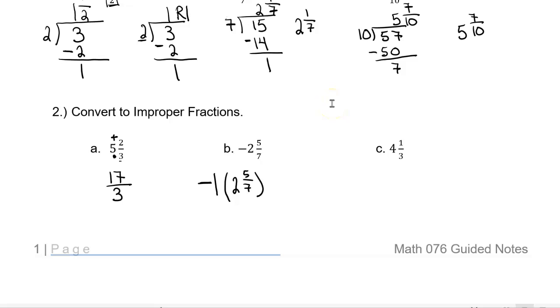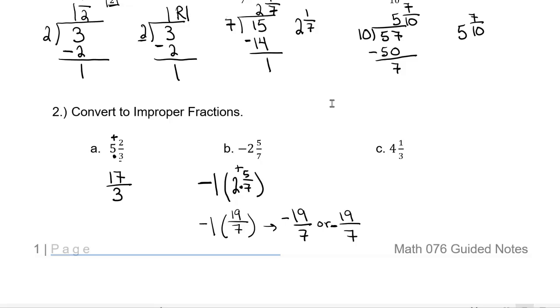Factor out your -1 and then go ahead and convert. Okay, so I have 7 times 2, which is 14, plus 5, which is 19. So I get -1 times 19 over 7. And then my final answer needs to have that -1 put back in. So -1 times a positive 19/7 gives me -19 over 7. So you could write either -19 over 7, or you could do 19/7 and make that whole thing negative. Either is totally fine.